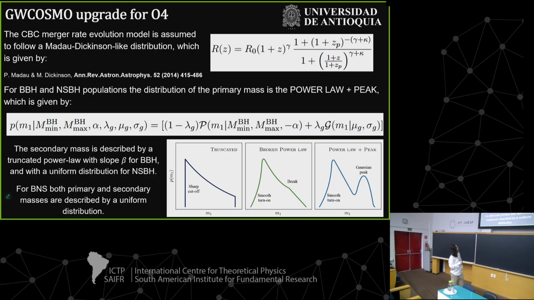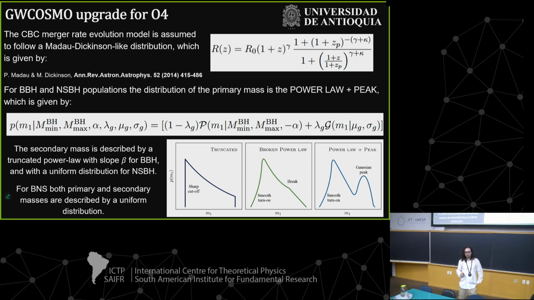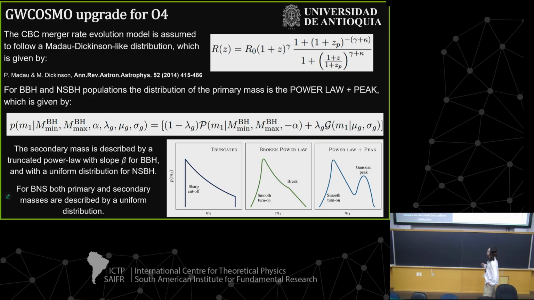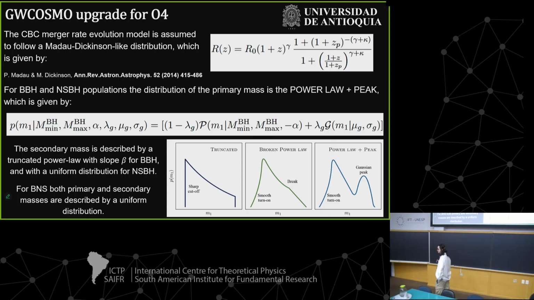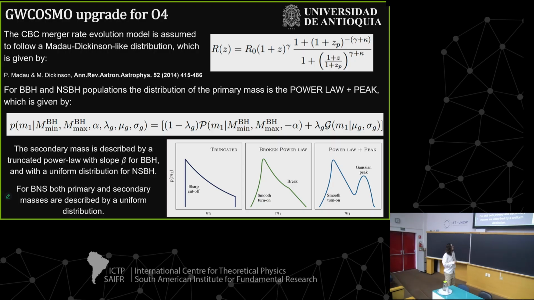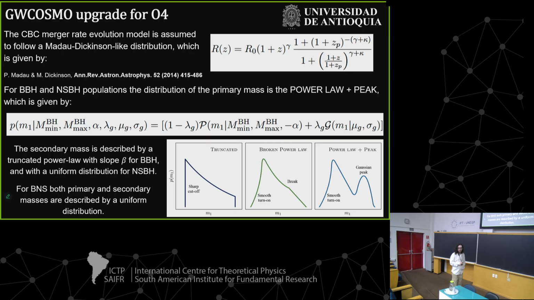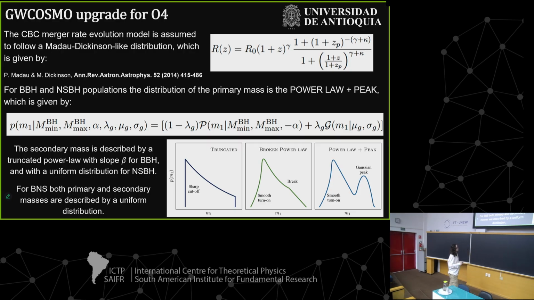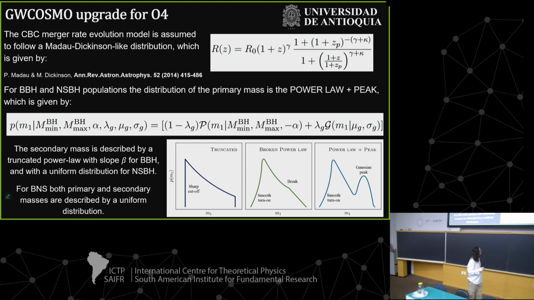And the other key ingredient is the population of the distribution of the masses. So in this case, we assume some specific parametric distributions for the primary and the secondary masses. And this is the part in which we were involved, basically implementing these mass models into GW Cosmo. And in this analysis that I will show next, the primary distribution is the power law plus the Gaussian peak, which is this one here, for the primary mass.